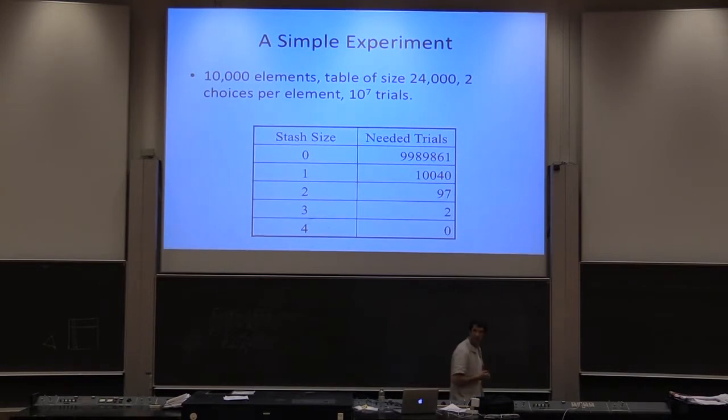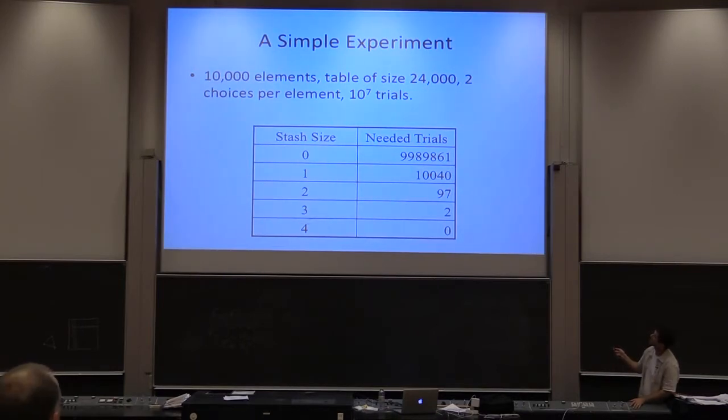So here's an example of the sort of thing we might see in practice. We'll have 10,000 elements, a table of size 24,000 with 2 choices per element, over a pretty big number of trials. You can see that about 99.9% of the time, everything works just wonderfully. I don't need a stash. Everything would have worked just fine. On the other hand, in that remaining 0.1 or so percent, bad things might happen. I might get some sort of failure.